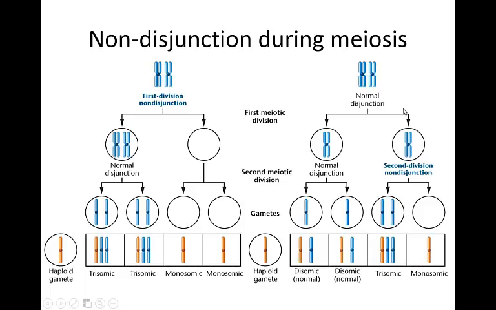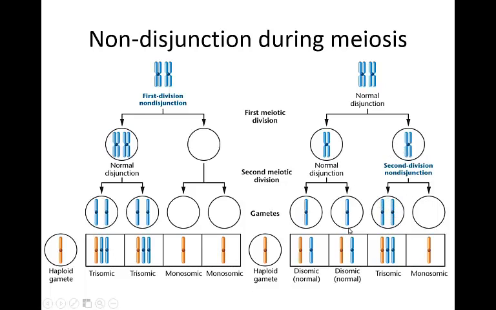You can also have nondisjunction occurring during meiosis 2. So maybe meiosis 1 happens, during metaphase 1 they line up, during anaphase 1 they get pulled apart appropriately. However, during the second meiotic division, where you would expect to separate these two sister chromatids into the 2 separate cells, they both go to one of the cells.